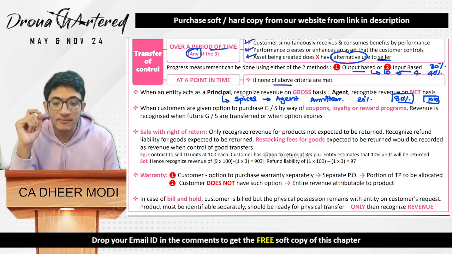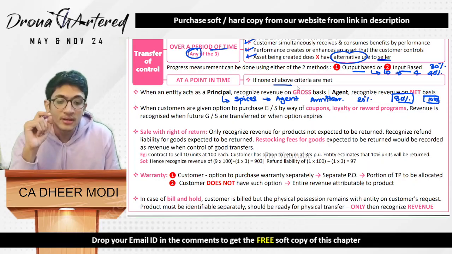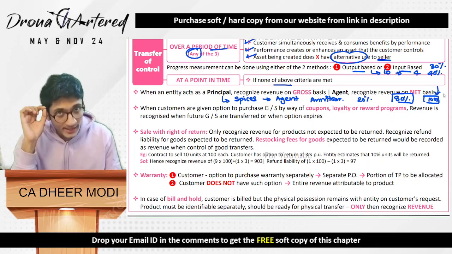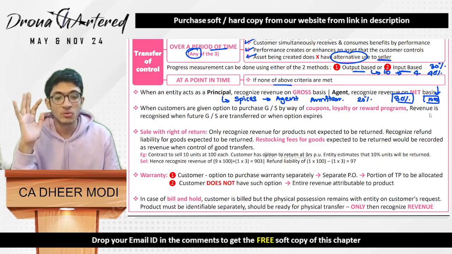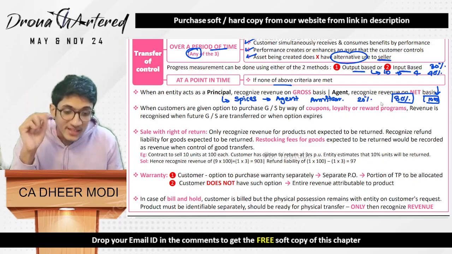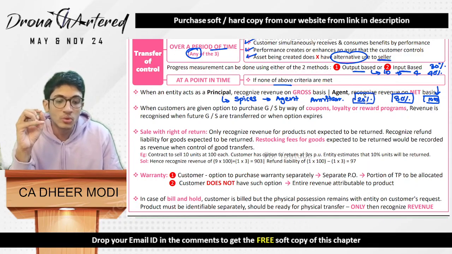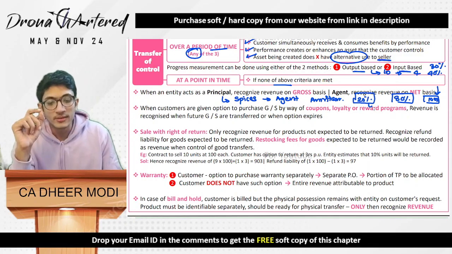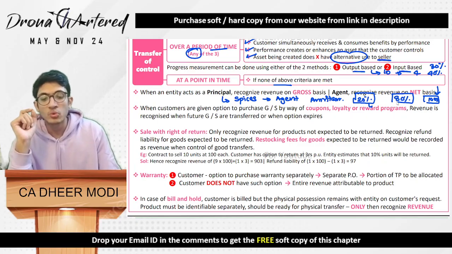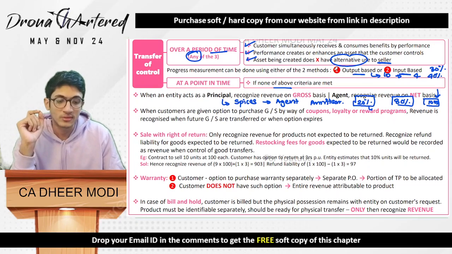So they say that when you are a principal, recognize revenue on a gross basis. That means your entire 100 will be your revenue. However, the agent will recognize revenue on a net basis. That means this 20% is only the agent's revenue. Only this 20% is what the agent will show as revenue in his books.